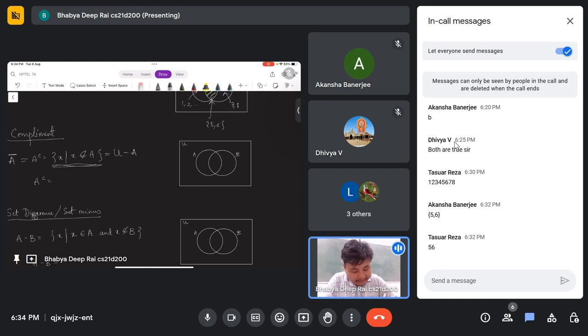So this is A. What is A complement? I'll write it with a different color. Maybe this color. So A complement, it's quite colorful.